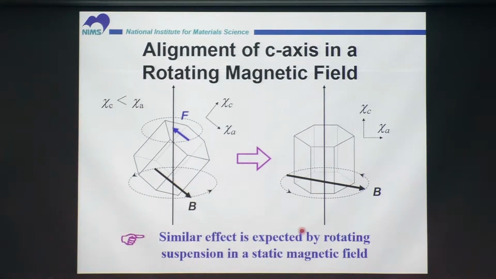First, I explained it using this pen. Suppose this is the C axis, and this is the direction of the applied magnetic field. When the magnetic field is applied, this material may be aligned like this. But if the C axis is not the easy magnetization axis, it will align like this. So by applying the magnetic field like this, the C axis is aligned like this.